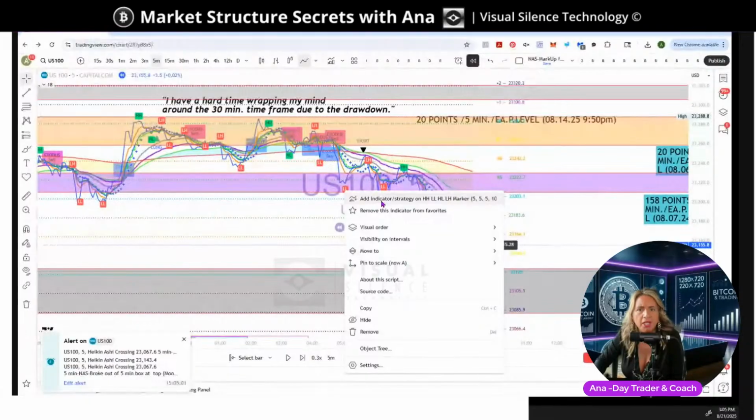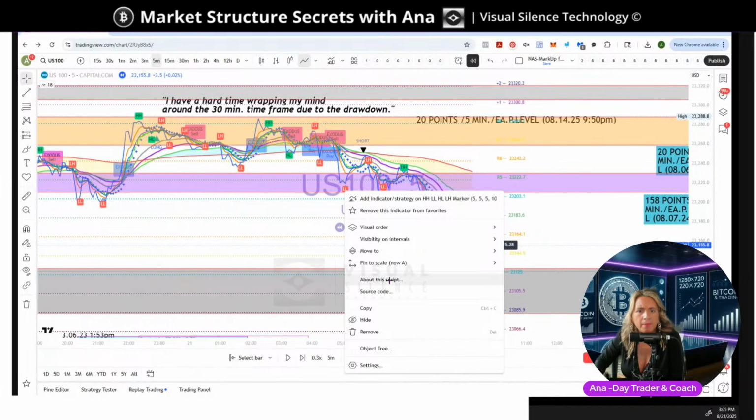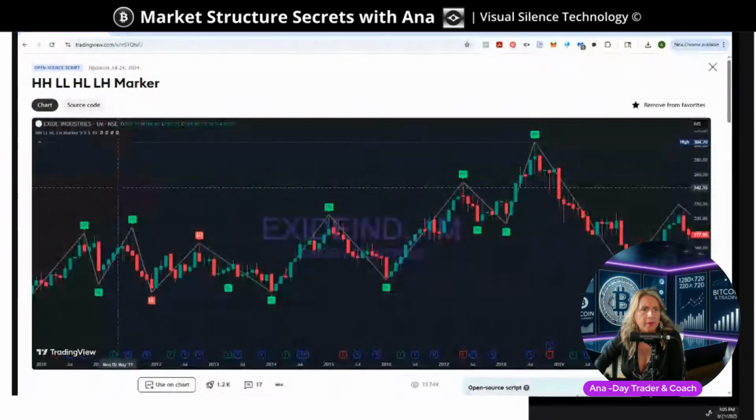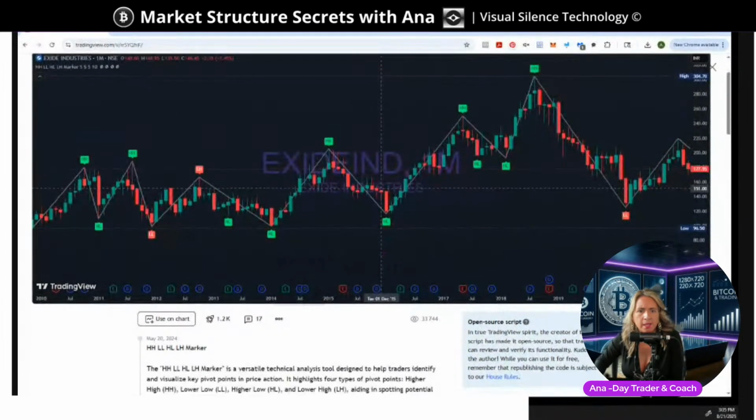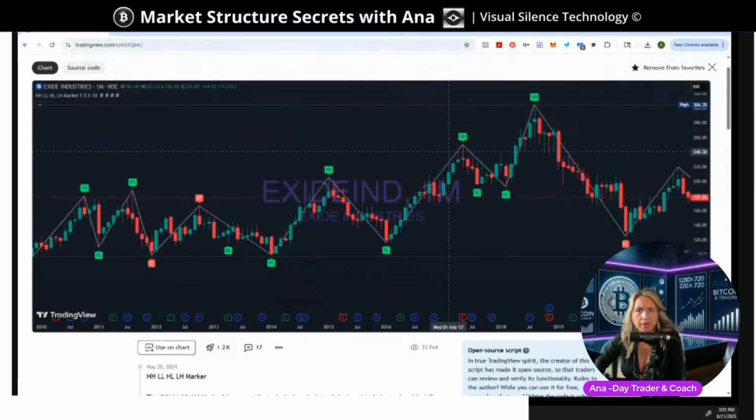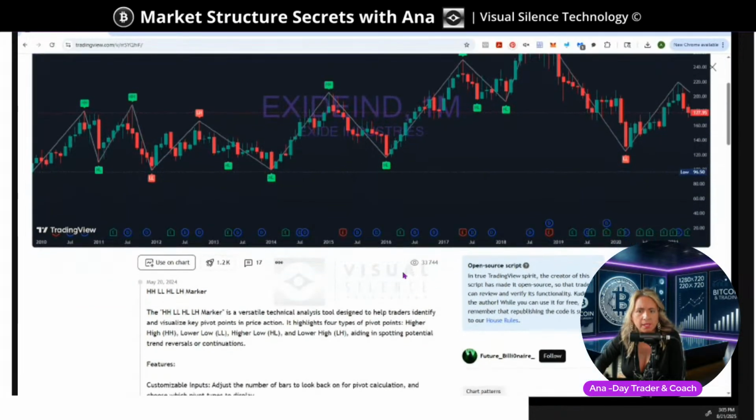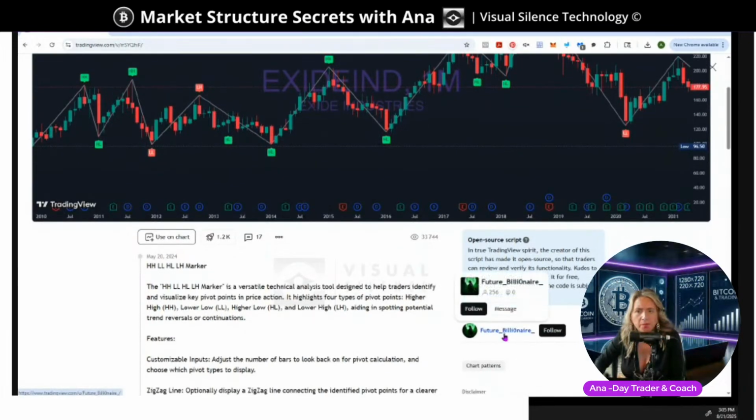Here it is. It's HHLHL. I like it a lot. There's a bunch you can pick from, but this is the one that I use. I like it a lot because it clearly identifies, and some of them don't always show, the higher lows or the lower lows, but this one does. And this one is by Future Billionaire.